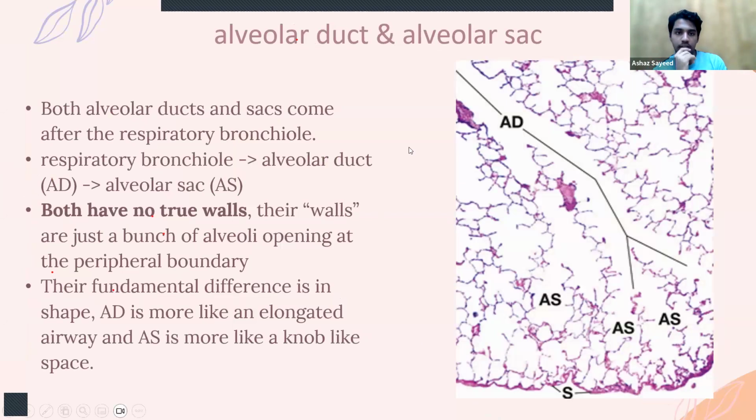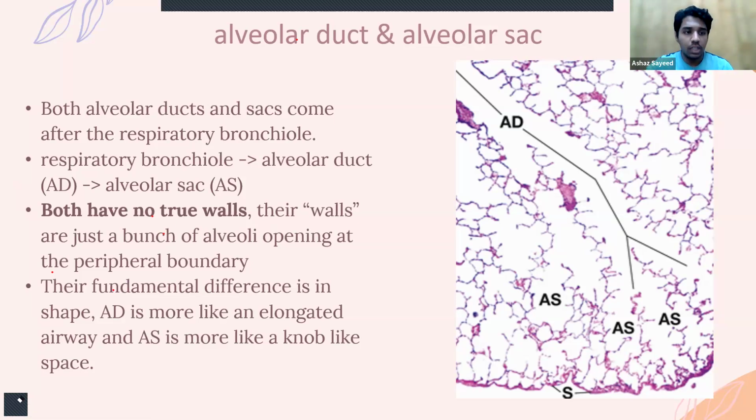The thing about this is that it's not really clearly written in the slides, and I tried to make it as simple for you guys. They don't actually have any true walls. Okay, so we are done with the terminal bronchioles. We now go into the respiratory bronchioles, and these end in the alveolar duct and sac. Both the alveolar duct and the alveolar sac don't have true walls. Their walls are just a bunch of alveoli opening at the peripheral boundary.